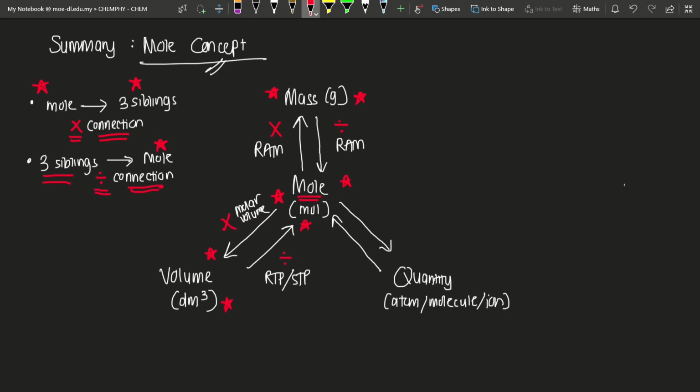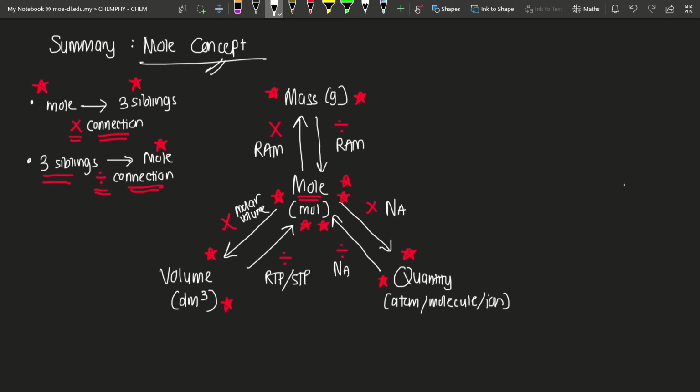Next, if you have mole and want to convert it to quantity, mole to any of the three siblings, you multiply by the connection. The connection is our Avogadro constant. The question will give the Avogadro value. If you have quantity and want to convert it into mole, you divide by the connection. The connection between quantity and mole is the Avogadro constant.